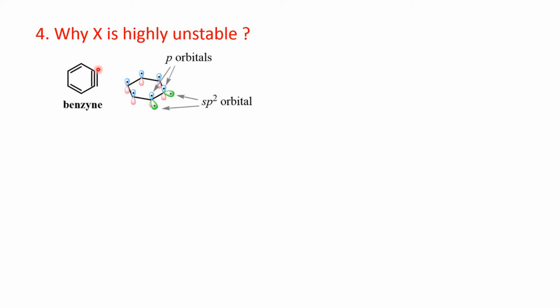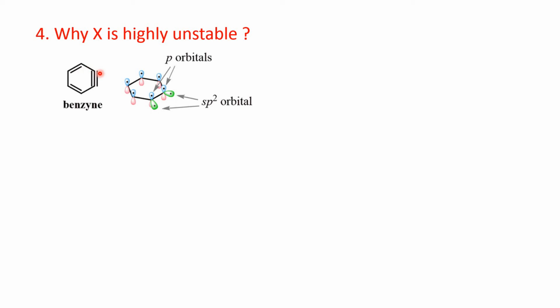Now in benzyne, this second pi bond is formed by the overlapping of the sp2 hybrid orbitals of these two carbon atoms. Now, these sp2 hybrid orbitals, we have seen that the negative charge is in the sp2 hybrid orbital, and the angle between them is 120 degrees, but when they are forced to form this second pi bond, then this angle has to be changed.